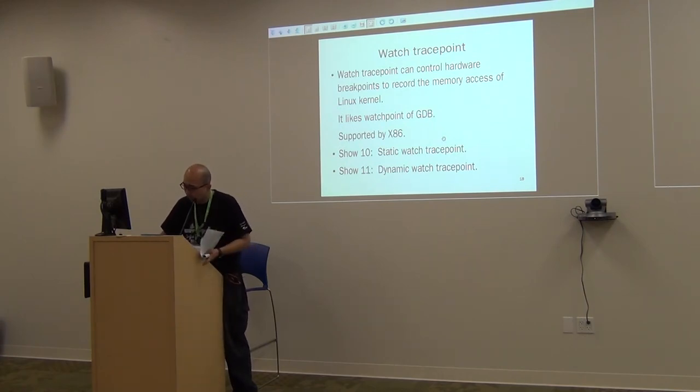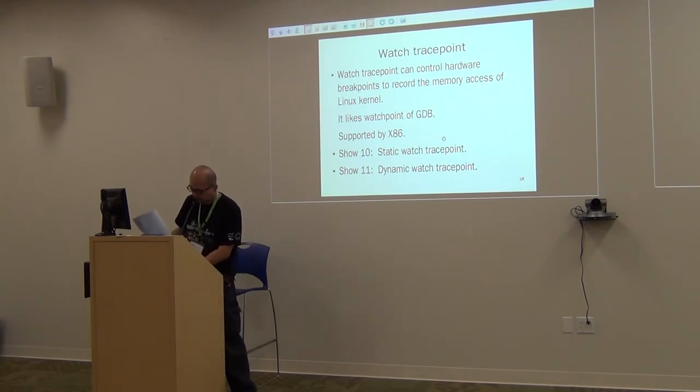The first one is the watch tracepoint. The watch tracepoint can control the hardware breakpoint and record the memory access of the kernel. So what does that mean? Okay, I tell you what it means. It's a watchpoint of the KGTP, like a watchpoint of GDB. Now of course it's just for x86. The first I will show is a static watch tracepoint.